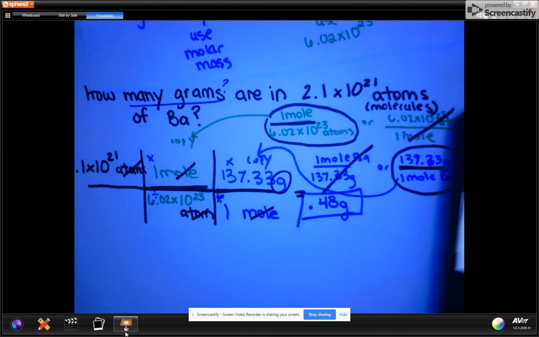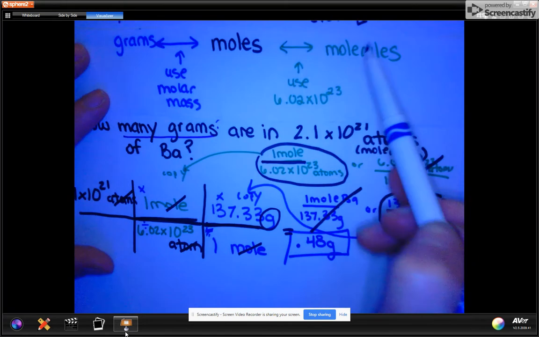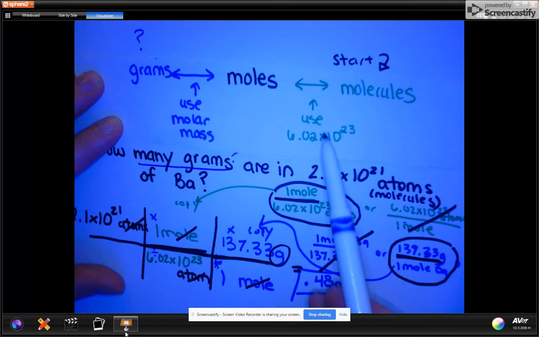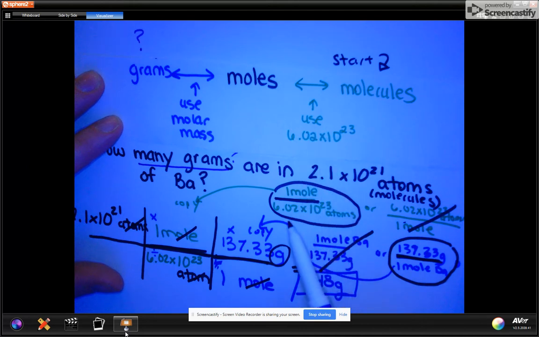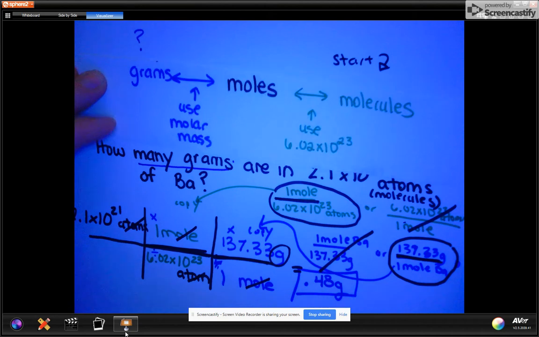This is the more complicated one. It is 2 steps because you were starting with molecules and you were ending with grams. So you had to use both conversions, both relationships. The 1 mole is 6.02 times 10 to the 23rd. And you had to use the molar mass off the periodic table, which for barium was 1 mole is 137.33 grams.